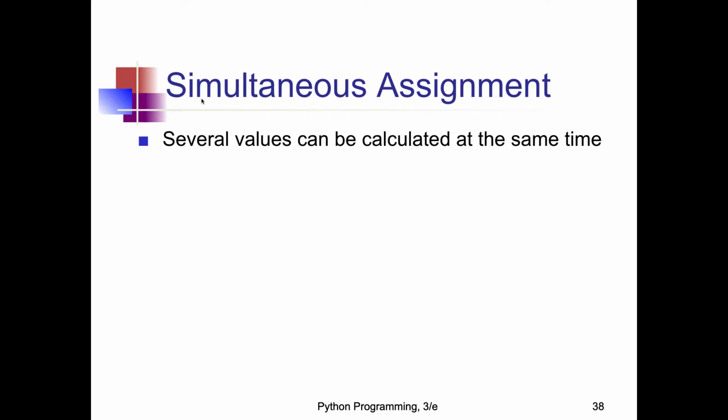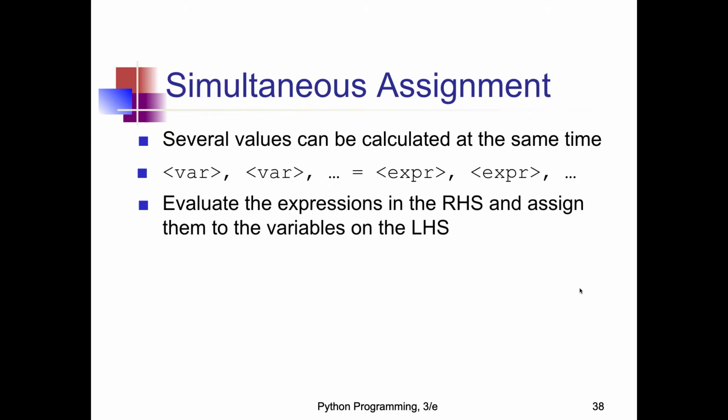All right. So next, before we do an example, let's talk about simultaneous assignment as well. It's very unique to Python. You can have several values calculated at the same time. Remember our assignment operator. You can have, say, two expressions on the right side, separated by a comma. You'll also have two identifiers or two variables on the left, so they can be assigned to simultaneously. So what we do is we evaluate the expressions on the right hand side first, then assign them to the variables on the left hand side.